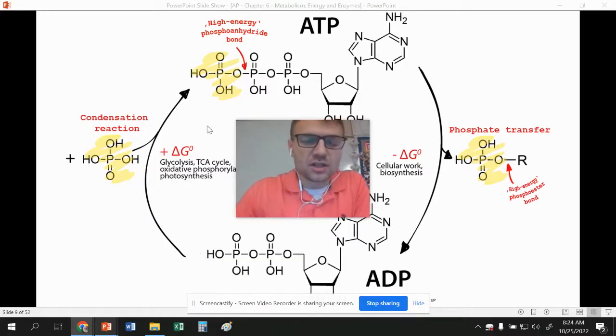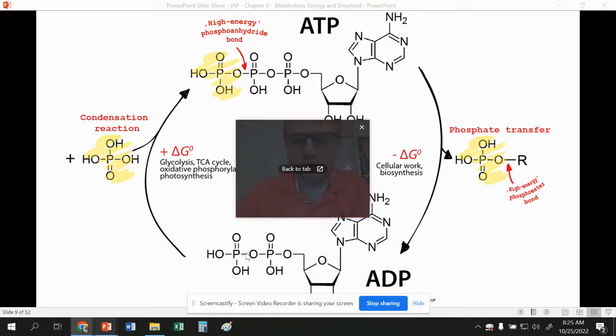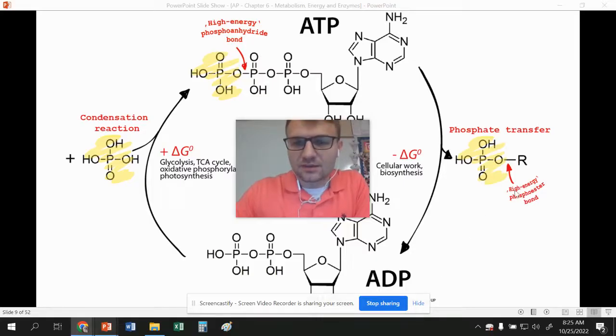Negative delta G, then you have positive delta G because you're putting in energy to form that high energy bond up. So again, ATP, 3 phosphate groups, ADP, 2 phosphate groups. We get energy from ATP here. You can see the phosphate group leaving. So we're getting energy. It's powering our systems. And then you have to put in energy to form that. That's like the cellular, that's like the photosynthesis.